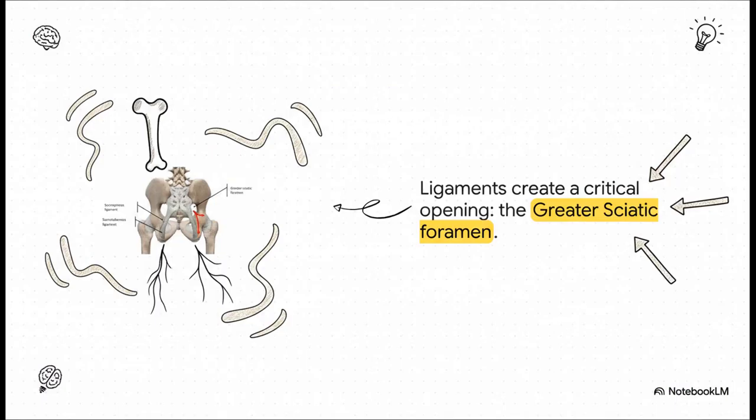So let's zoom in on the pelvis for a second. See those two thick bands of tissue? Those are the sacrospinous and sacrotuberous ligaments. Now, they're not just there to hold things together. The way they're arranged actually forms this critical opening, a passageway called the greater sciatic foramen. And believe me, this isn't just any old hole. It's a super important piece of our body's architecture.